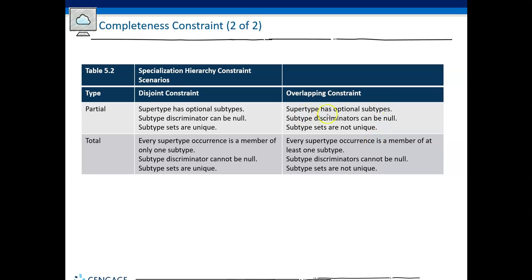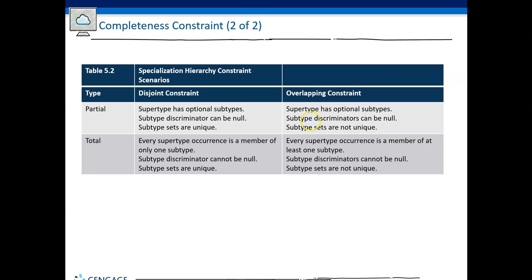But supertype has optional subtypes. This is partial, right? Let's go back to a couple of slides before that. Let's do the employee. The employee can be either a professor or administrator. That's the optional subtypes. What it's saying is that you can have an employee who's not, the optional part means they don't have to have a subtype. They might, but they don't have to have one.